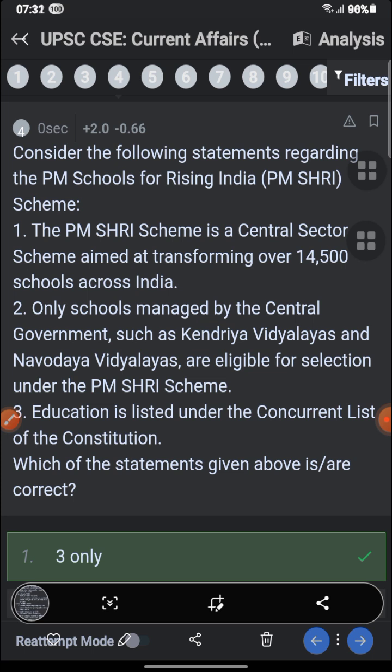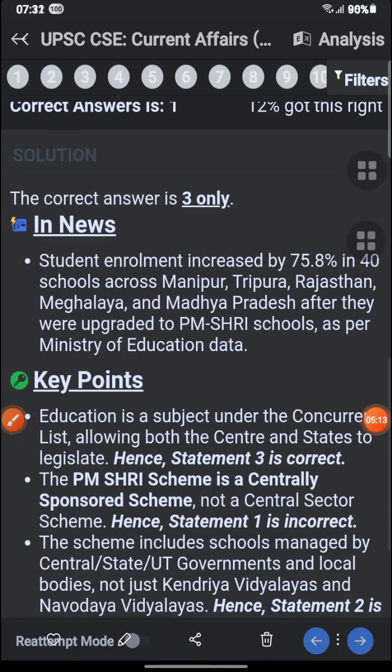Only schools managed by the central government, such as Kendriya Vidyalaya and Navodaya, are eligible, and education is listed under the concurrent list of the Constitution. So only the third one is right. It is the concurrent list, but the PM SHRI covers 75% of the student enrollment in 40 schools across Manipur, Tripura, and Rajasthan. As per the education portal data, education is a subject under the concurrent list.